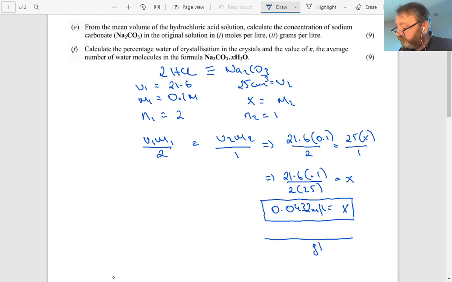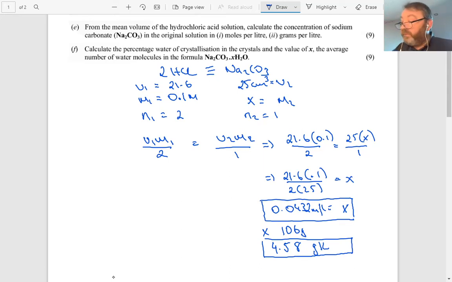litre. And at this stage, everyone knows how to do that, because we've got to multiply by the molar mass of sodium carbonate. Now, Na2, that's 23 plus 23, carbon is 12, and 3 oxygens is 48. So that gives me 106 grams per mole. So you multiply that by your 0.0432, and I end up getting 4.5792. Look, 4.58 will do fine at this stage. So I got 4.58 grams per litre.